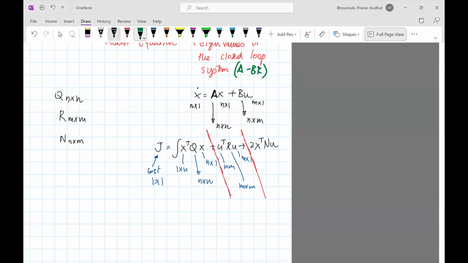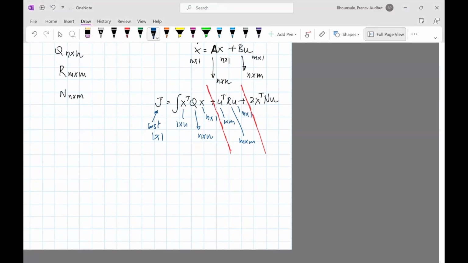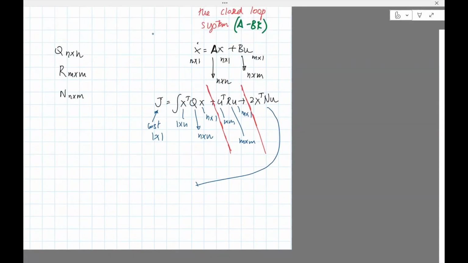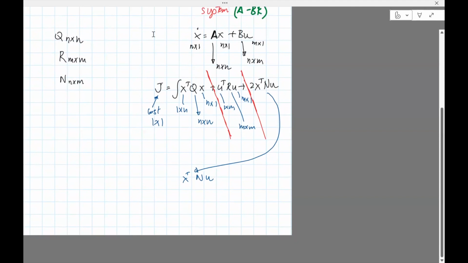We can do the same thing for the last one, X transpose NU. U is M cross 1, X transpose is 1 cross N. So N has to be N cross M. And that's what I wrote down here.